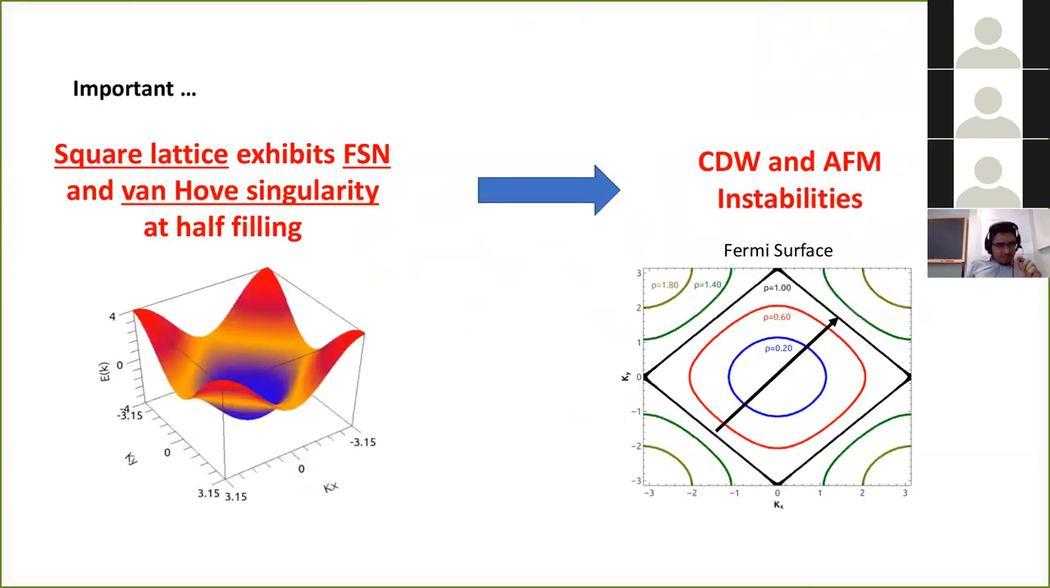Before I present, I just remind you that the square lattice has Fermi surface nesting and has a Van Hove singularity, both of which lead to a logarithmic divergence in the electronic susceptibility. So here we expect that we could have both CDW and antiferromagnetic instability. So we don't know which one wins when you put in both electron-electron and electron-phonon interactions.